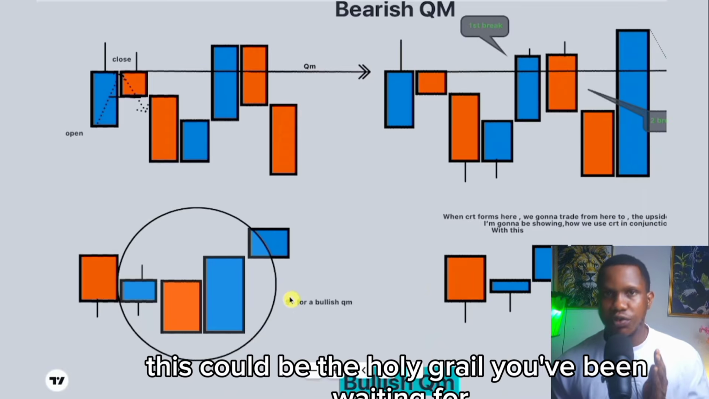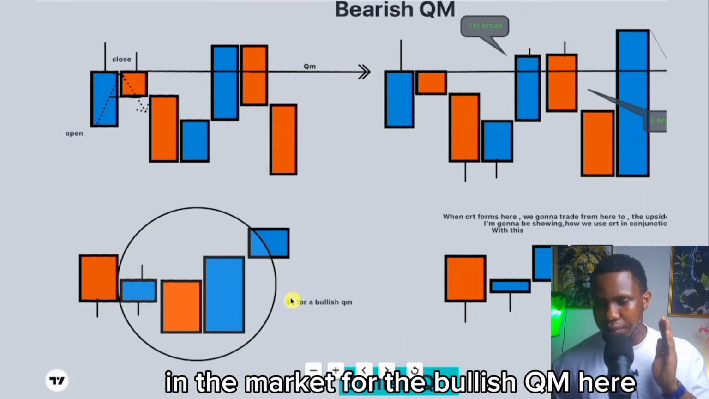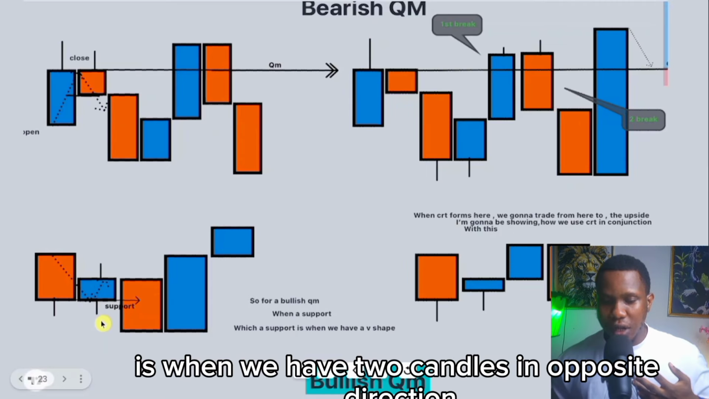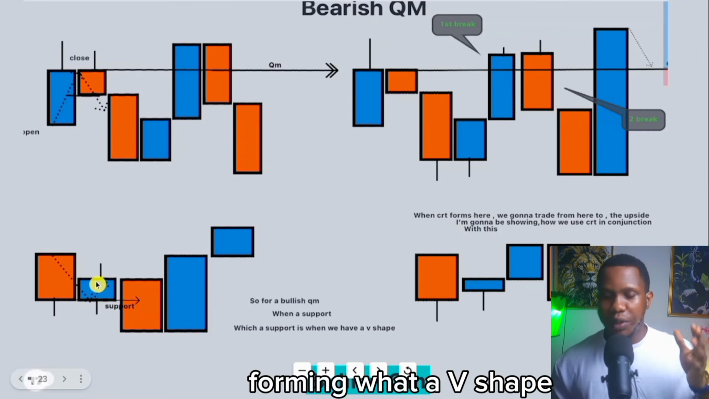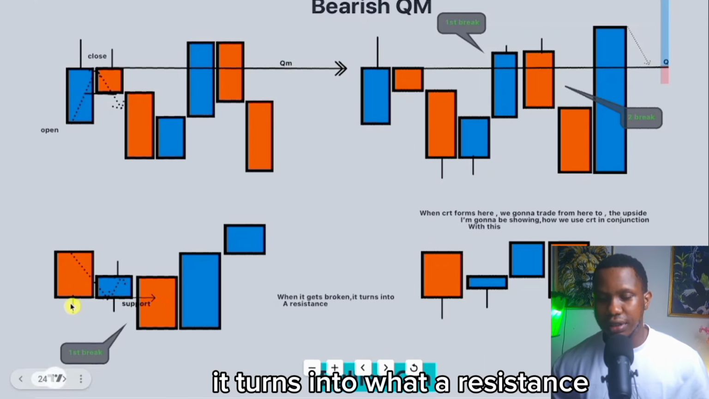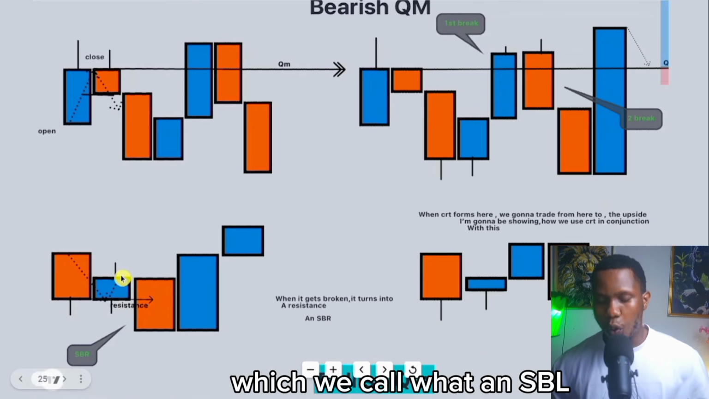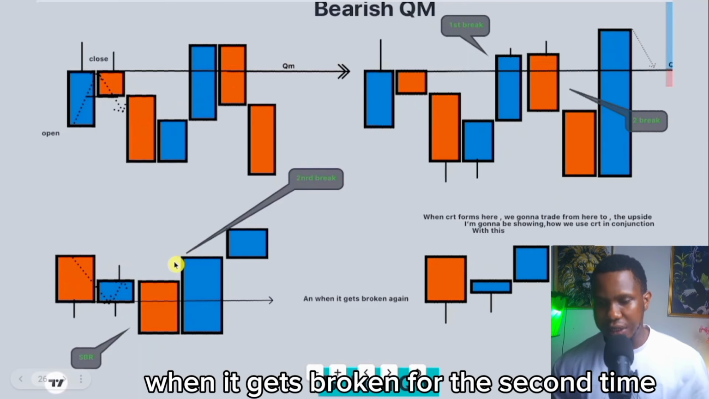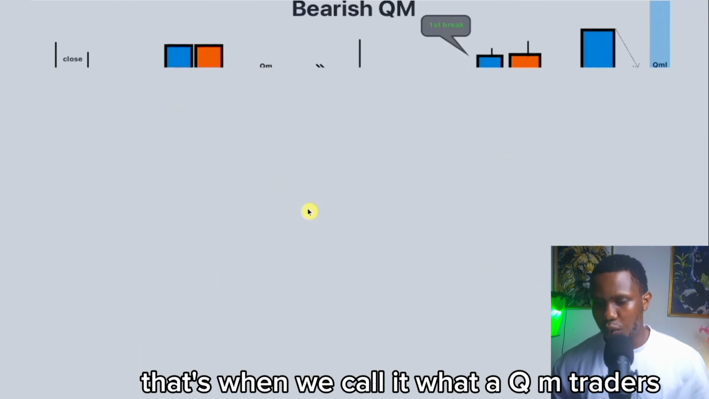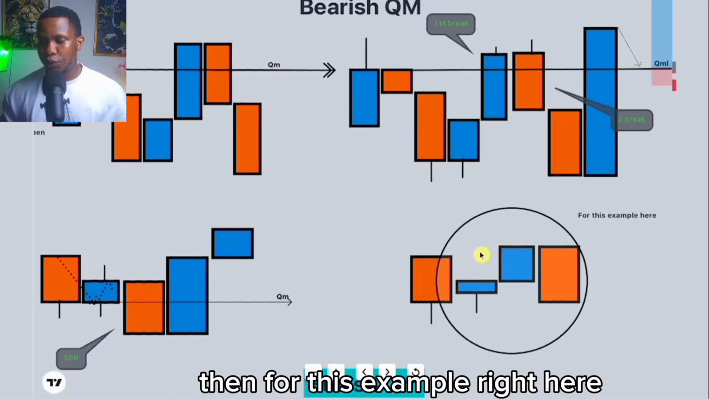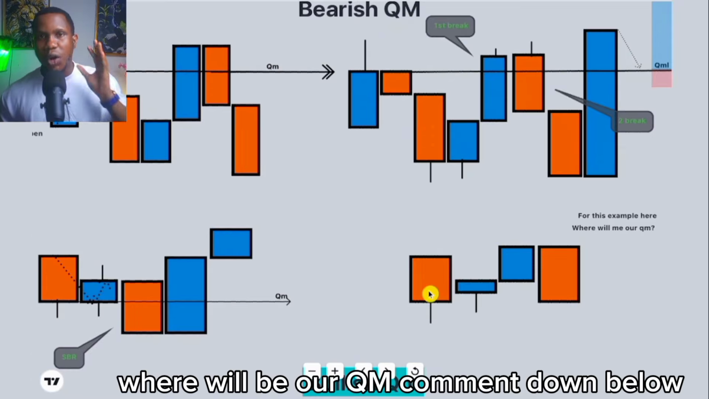This could be the holy grail you've been waiting for in the market. For the bullish QM here, it's simply when what? A support, which is when we have two candles in opposite direction forming what? A V shape. Can you see when it got broken, it turned into what? A resistance, which we call what? An SBR. And you see that market came and broke it again. When it gets broken for the second time, that's when we call it a QM.